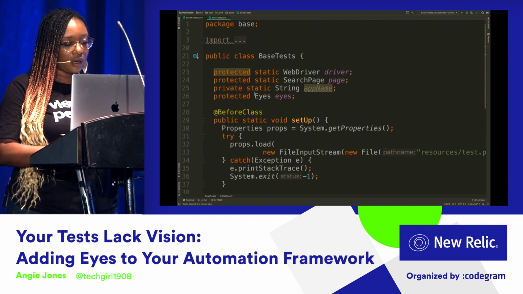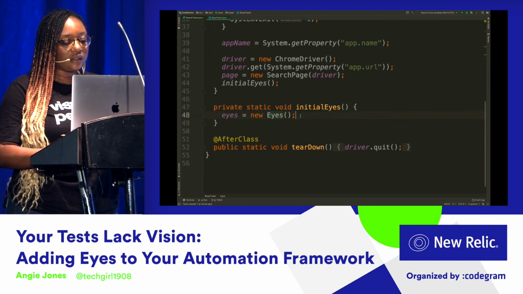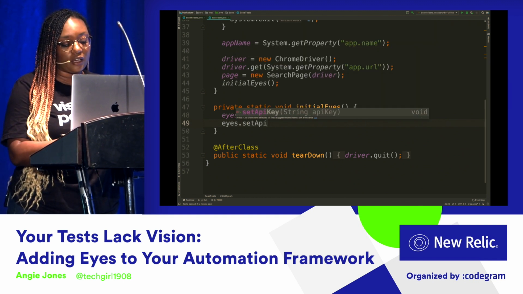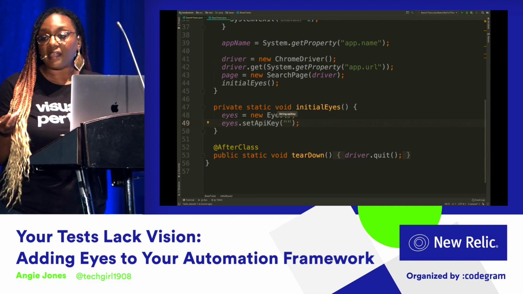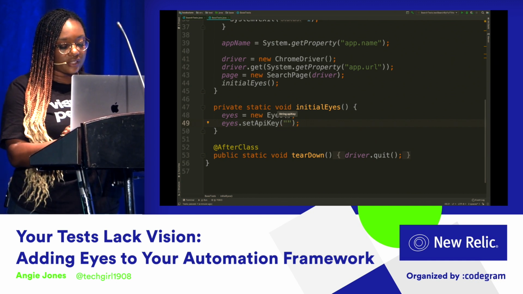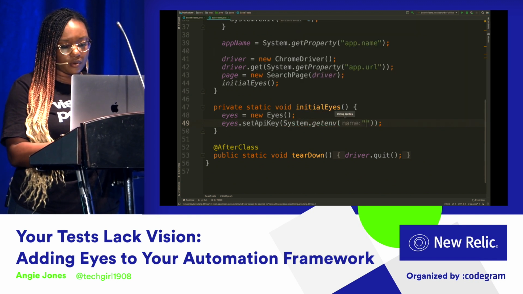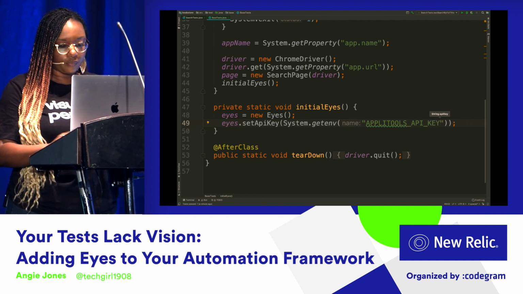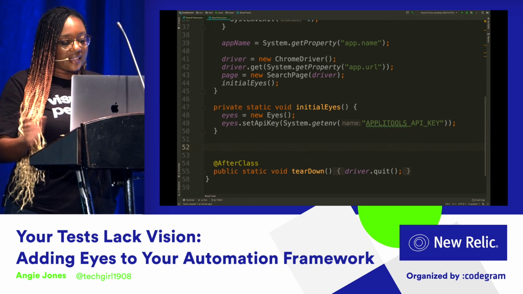Did I make this static? And you set the API key. So when you create your free Applitools account, then you get an API key that you use for all of your tests. So I actually stored this in an environment variable, so I'll just fetch that, and I called it Applitools API key. All right? So that's what you do to just initialize things.